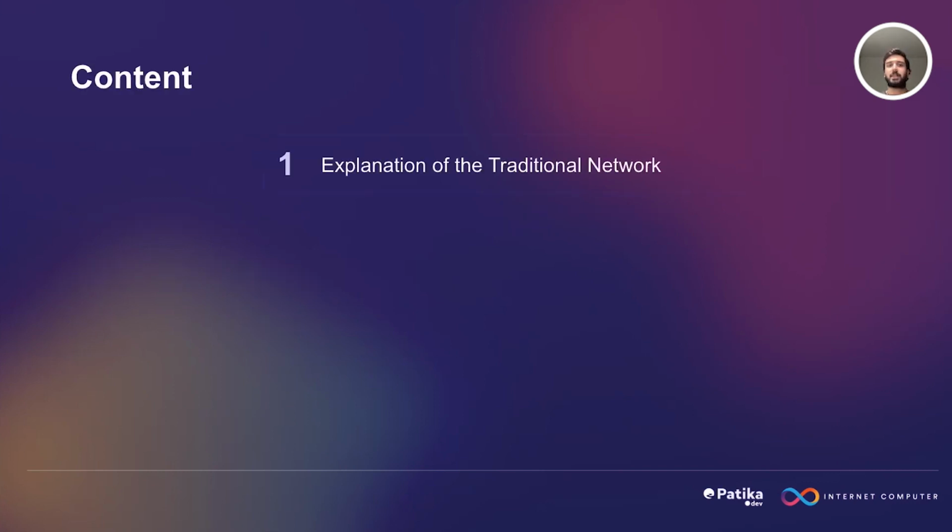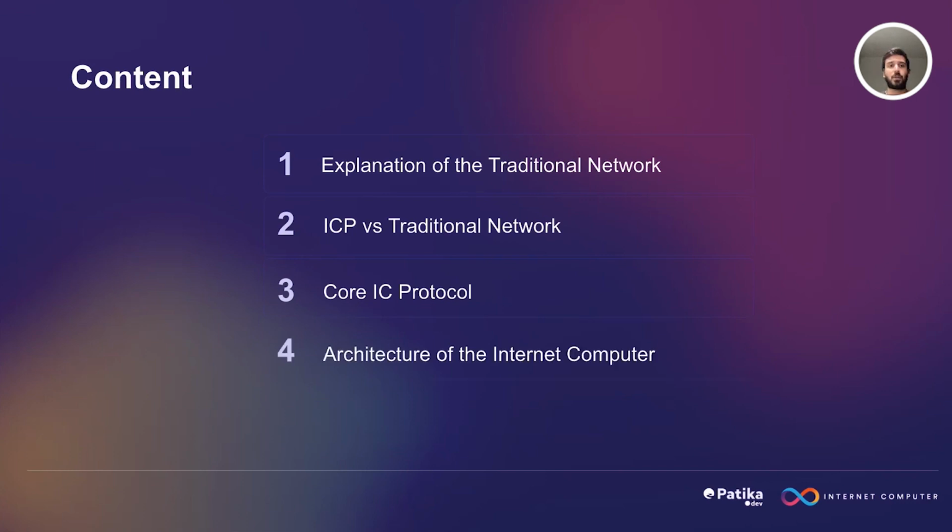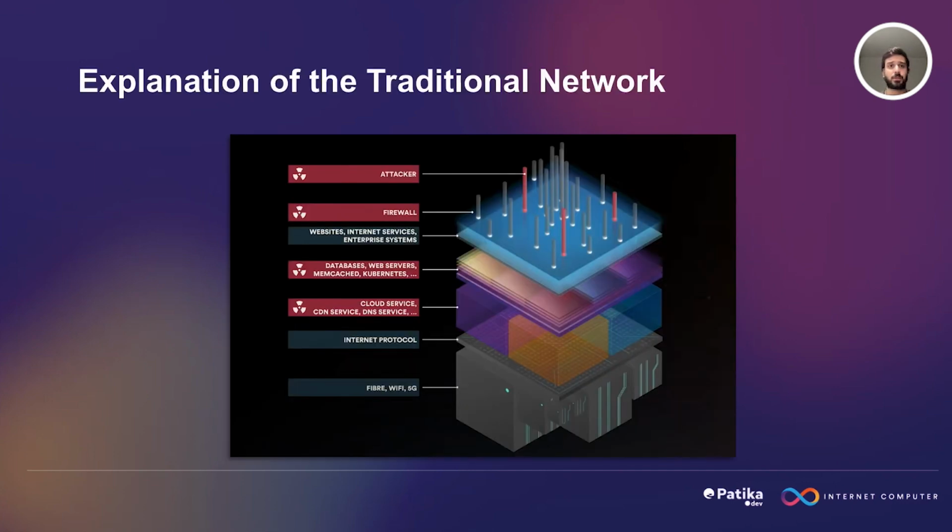First we have the explanation of the traditional network, and then we have a comparison between the ICP and the traditional network. Then we will talk about the core ICP protocol and the architecture of the Internet Computer. And finally, we will have our conclusion. So let's start with the explanation of the traditional network.